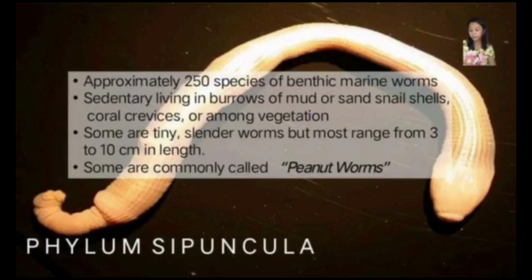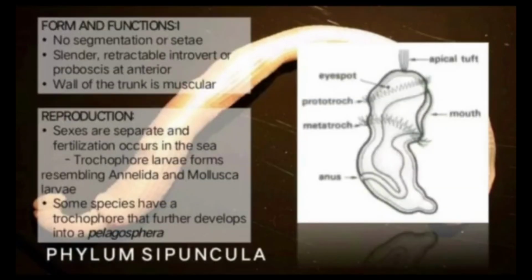So next, forms and function: no segmentation or setae, a slender retractable introvert or proboscis, and the anterior wall of the trunk is muscular. Sexes are separate and fertilization occurs in the sea. Trochophore larvae form, resembling Annelida and Mollusca larvae. Some species have a trochophore that further develops into a pelagosphera.